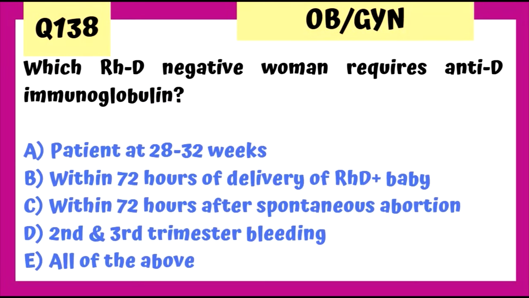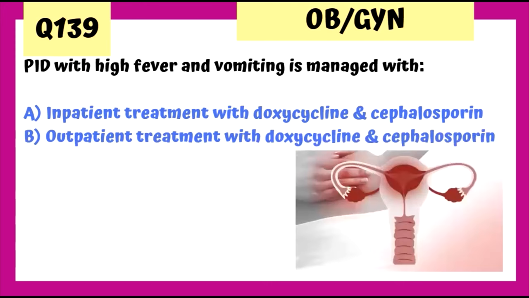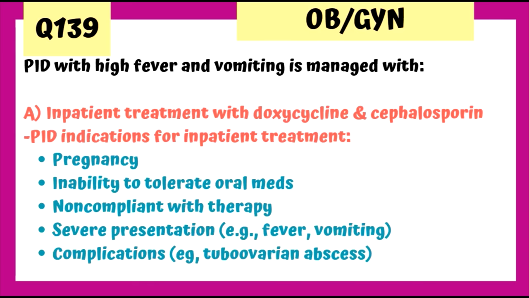Question 138, which RhD negative mothers require anti-D immunoglobulin? All of these require the anti-D immunoglobulin program. Patient at 28 to 32 weeks, within 72 hours of delivery of an RhD positive baby, and within 72 hours of spontaneous abortion and second and third trimester bleeding. 139, PID with high fever and vomiting is managed with inpatient treatment. This is very dangerous, and that's why we give doxycycline and cephalosporin, not outpatient treatment. PID indications for inpatient treatment, you can take a look over here.